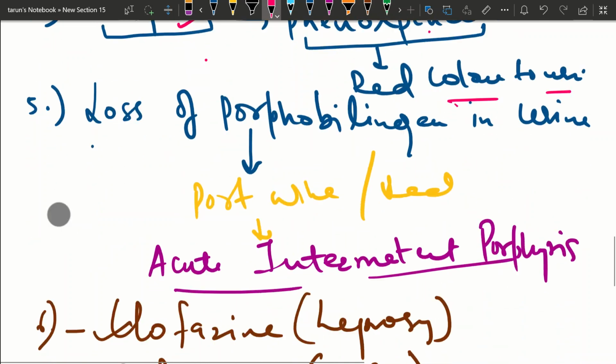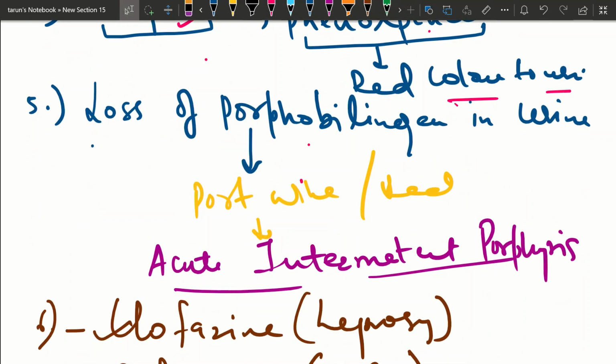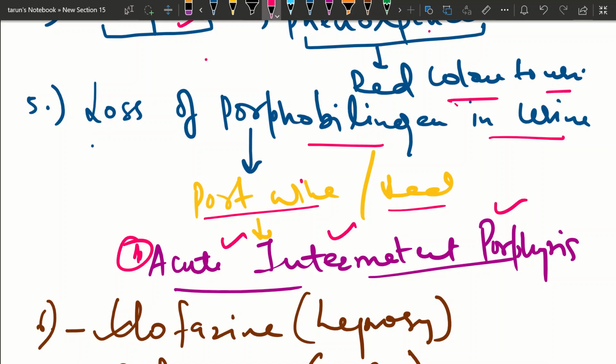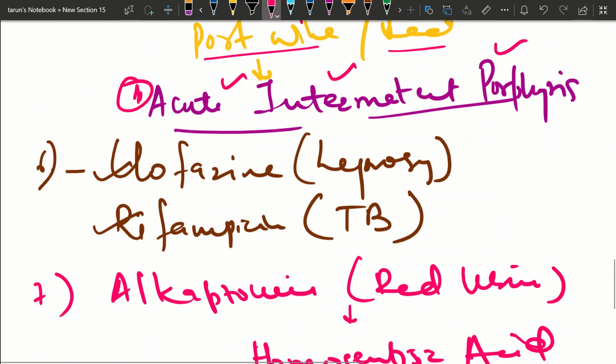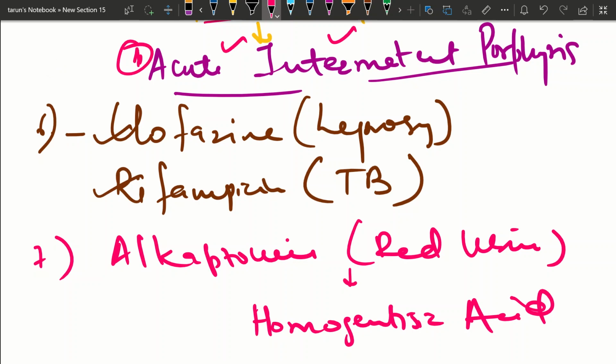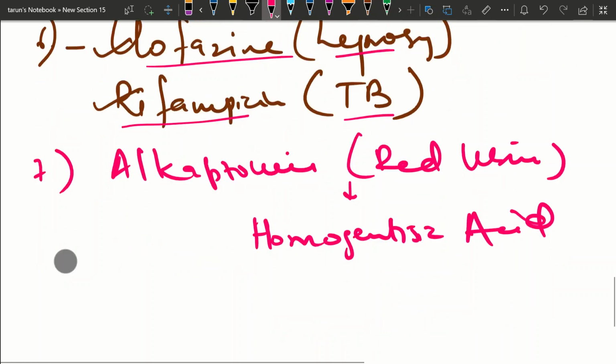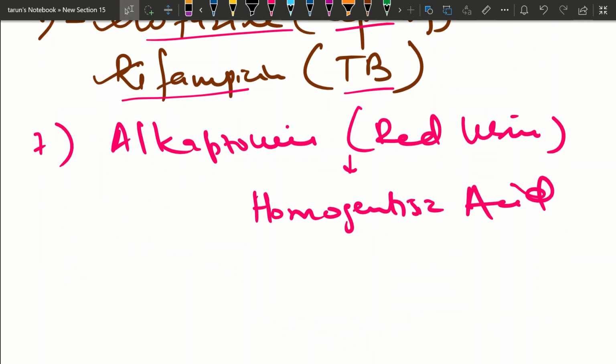And one more condition is the loss of porphobilinogen in the urine, which imparts the port wine urine or red color urine, and the condition is known as acute intermittent porphyria. And there are certain drugs which can impart red color to the urine, like the drugs used in leprosy, that is clofazimine, and rifampicin which is used in tuberculosis, that can also impart the red color to the urine. And lastly, one condition known as alkaptonuria, they also have the red color urine, and it is because of the homogentisic acid.